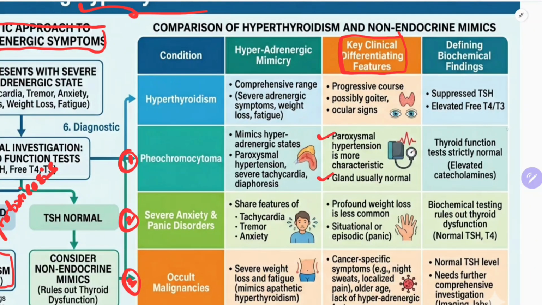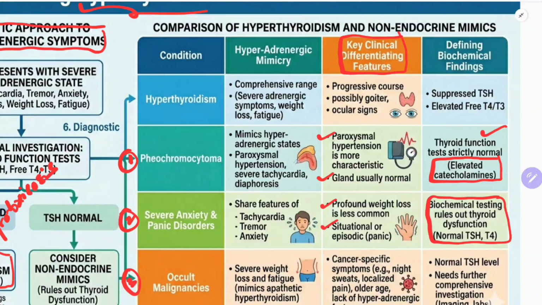In biochemical findings, thyroid function tests will be normal, but there will be elevated catecholamines, epinephrine and norepinephrine. More characteristically, you will measure serum metanephrines or urinary metanephrine levels. So that's how you differentiate pheochromocytoma. In severe anxiety and panic disorders, weight loss is less common, it is often situational, and it is episodic panic. The thyroid tests will be normal here also, and again the thyroid gland will be normal.